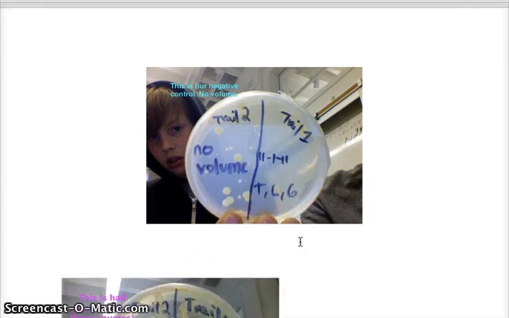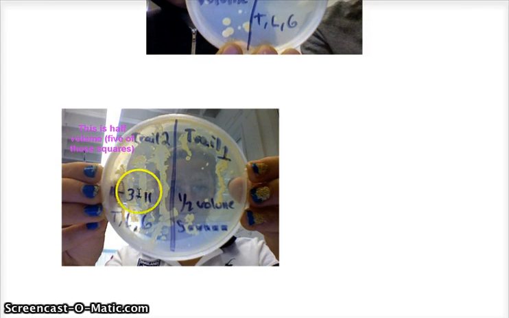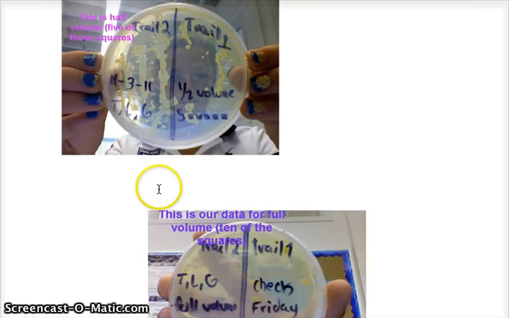We don't know why. And then this is our half volume, and on the MacBook, if you make the volume bigger, it has 5 of those tiny squares, and we had a ton of bacteria, and you can see your streaking. And this is our data for full volume, 10 of those squares.